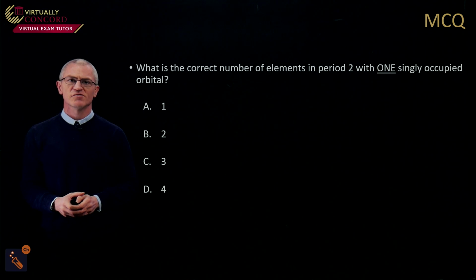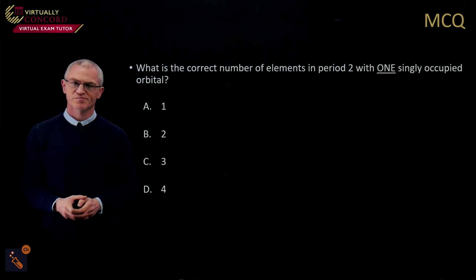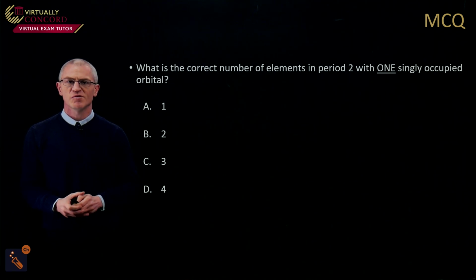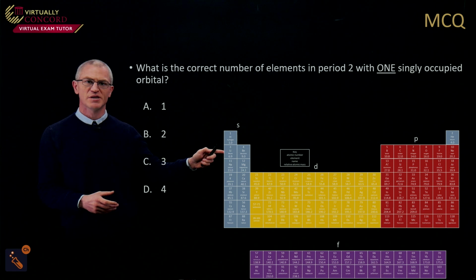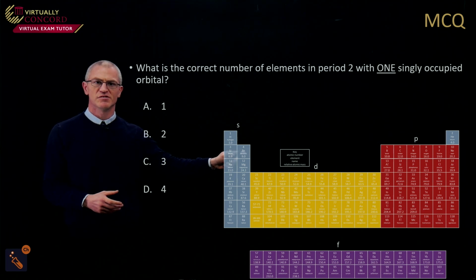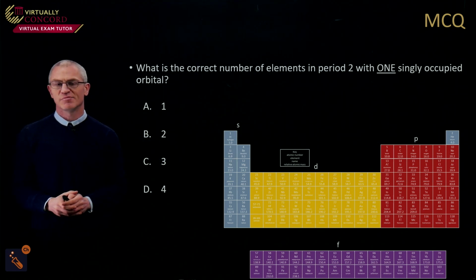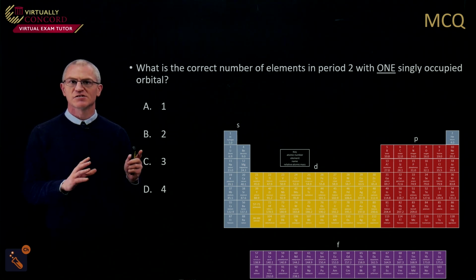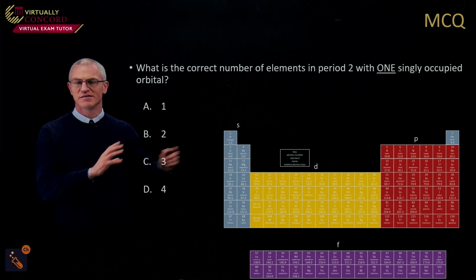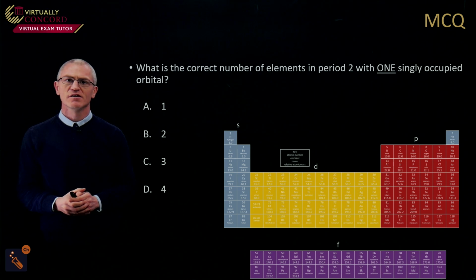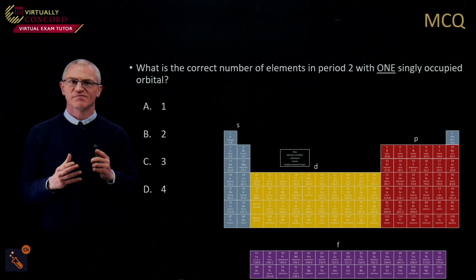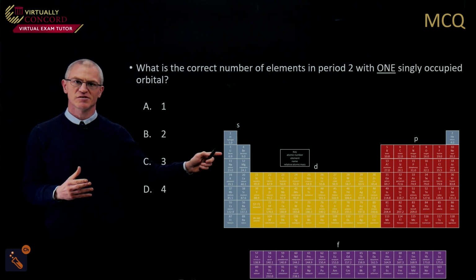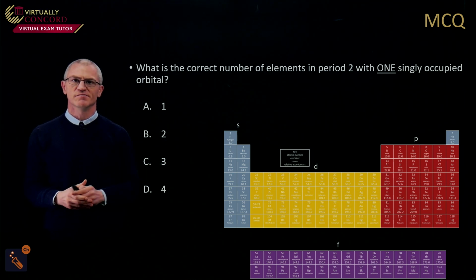So what is the correct number of elements in period 2 with one singly occupied orbital? We've got our options here, and what we need to do is decide on what orbitals are actually in there. So if you look here, you have got P. If you go all the way across period 2, you have S and P, sorry. Okay, so you have S at the start and then P. Now, what we have to do is then draw the orbital diagrams and fill them up one at a time, because as you go across the periodic table, you will add 1 electron at a time.